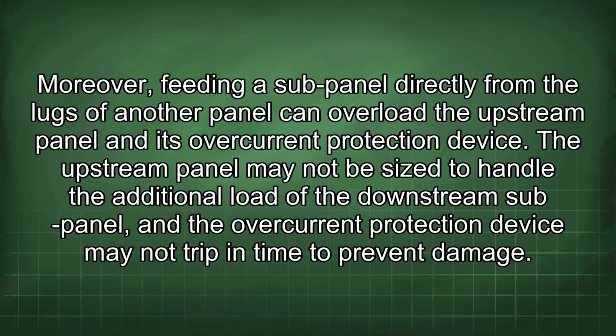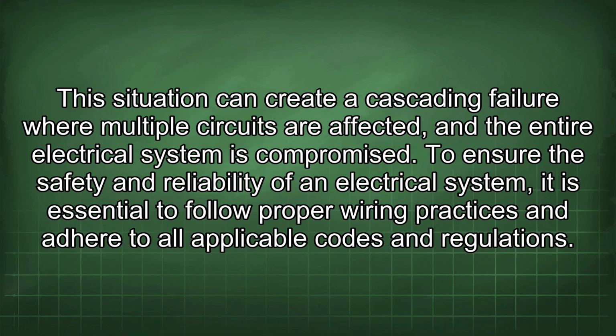Moreover, feeding a sub-panel directly from the lugs of another panel can overload the upstream panel and its overcurrent protection device. The upstream panel may not be sized to handle the additional load of the downstream sub-panel, and the overcurrent protection device may not trip in time to prevent damage. This situation can create a cascading failure where multiple circuits are affected, and the entire electrical system is compromised.